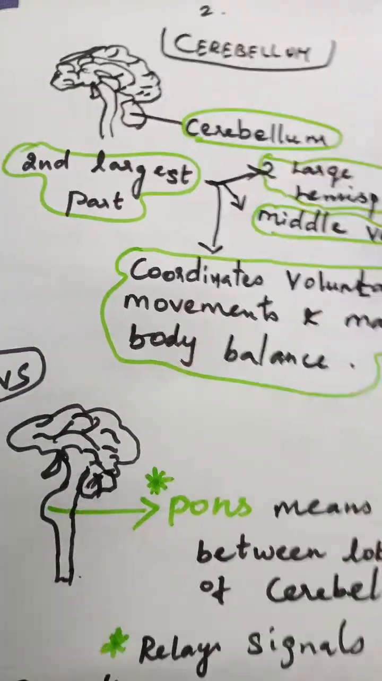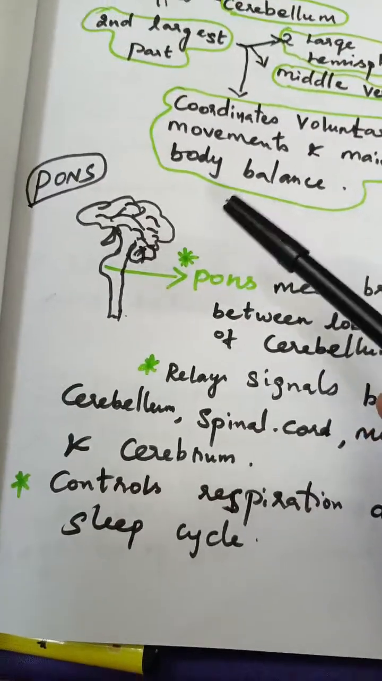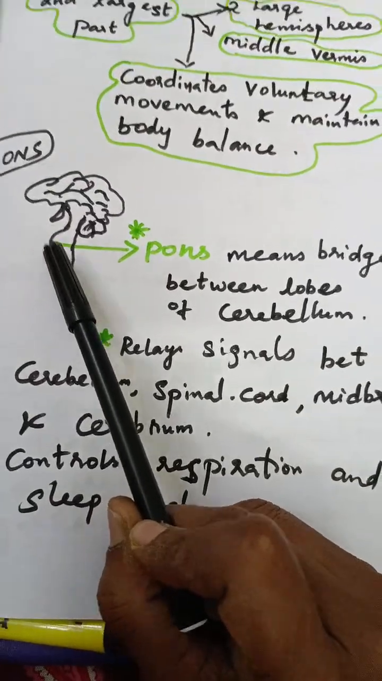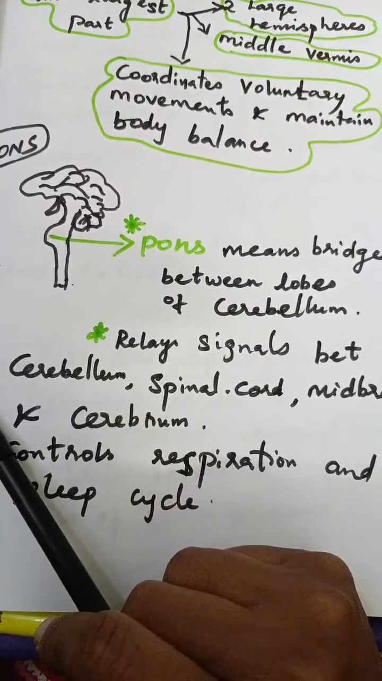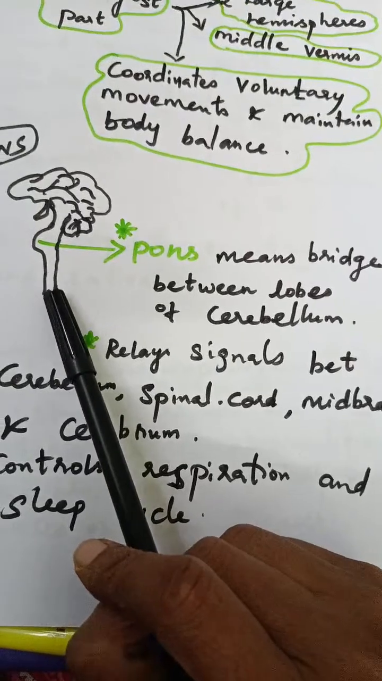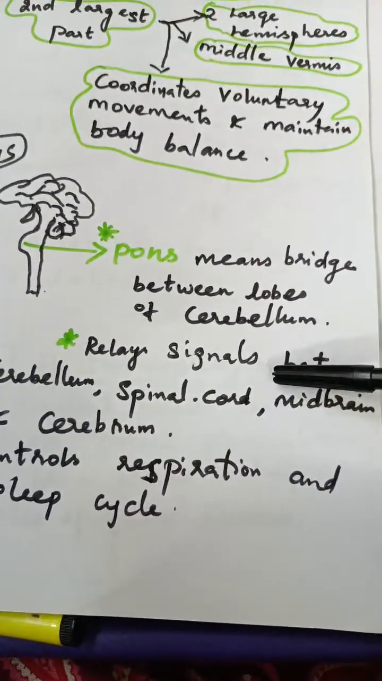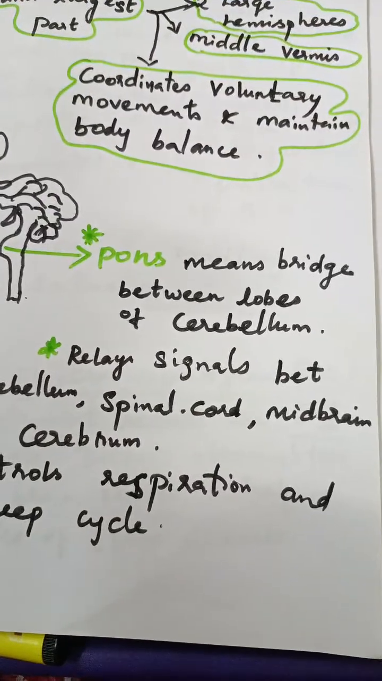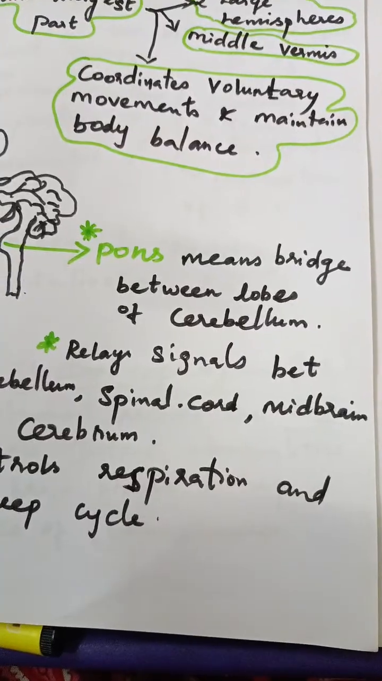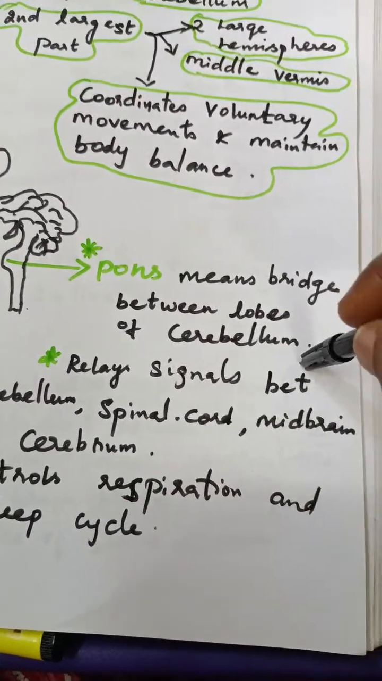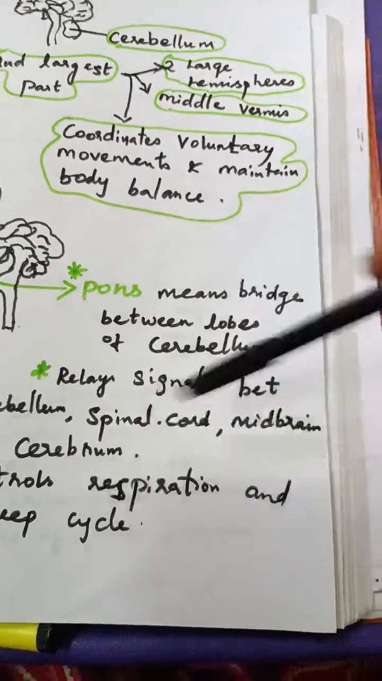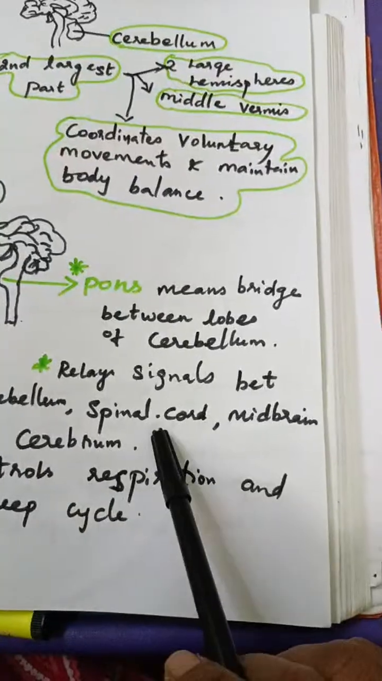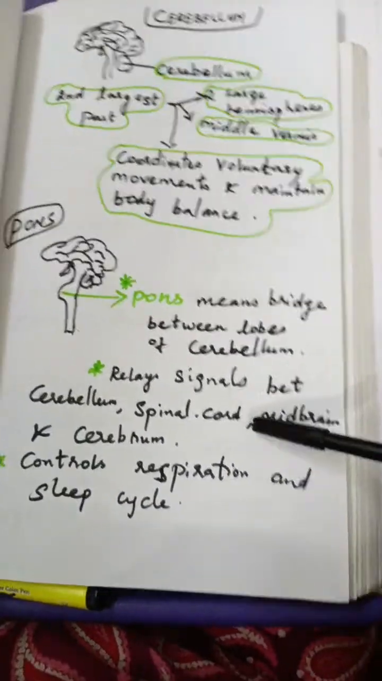Okay, now the next part is the pons. This part is known as the pons. It is mainly a bridge between the lobes of the cerebellum. It forms a bridge between the lobes of the cerebellum, and not only that, it also relays signals like your medulla, that is the cerebral medulla, a relay center between the sensory and the motor signal. Similarly, the pons also relay signals between the cerebellum, spinal cord, midbrain, and the cerebrum. That means the fore, mid, and hindbrain, everything is involved along with the spinal cord. So this also relays signals.